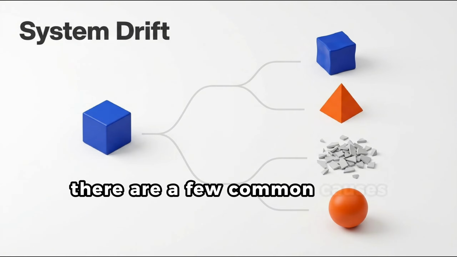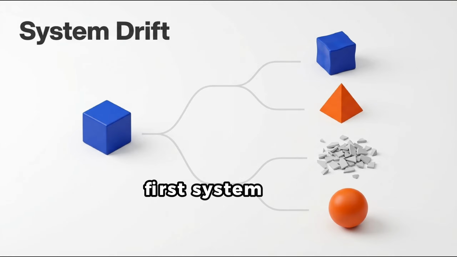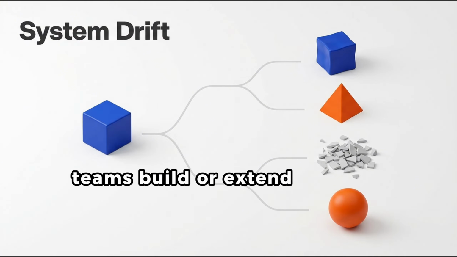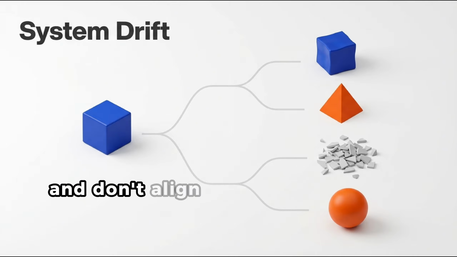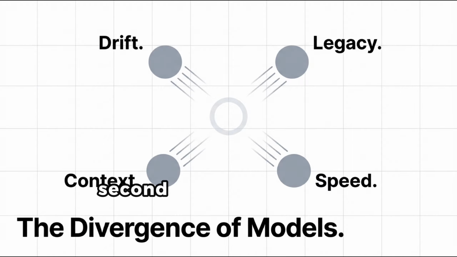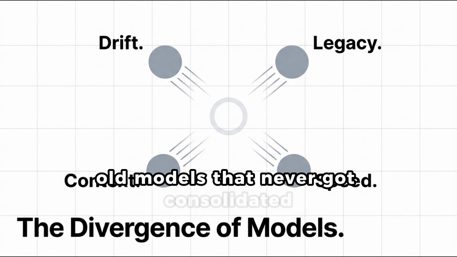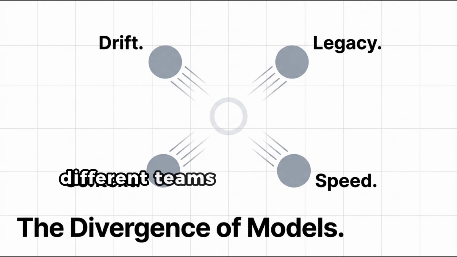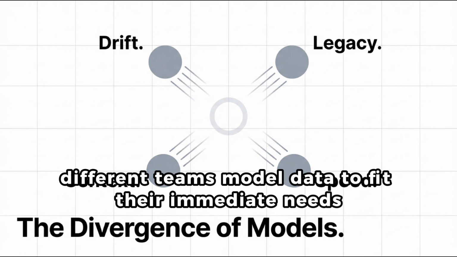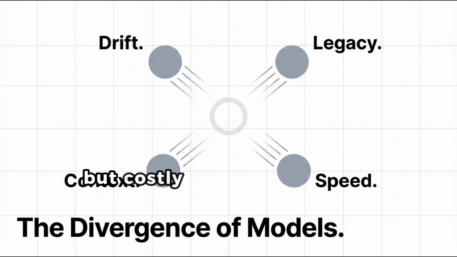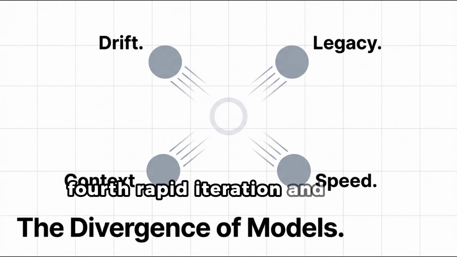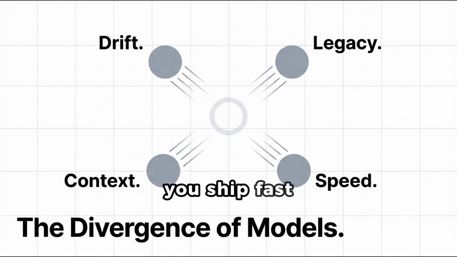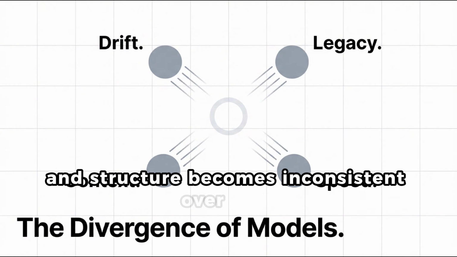Why does it happen? There are a few common causes. First, system drift. Teams build or extend systems independently and don't align on a central schema. Second, historical baggage. Legacy systems carry old models that never got consolidated. Third, context-specific models. Different teams model data to fit their immediate needs, which is fine locally but costly when you need to combine data. Fourth, rapid iteration and MVPs. You ship fast, and structure becomes inconsistent over time.